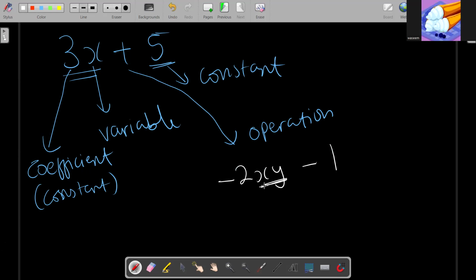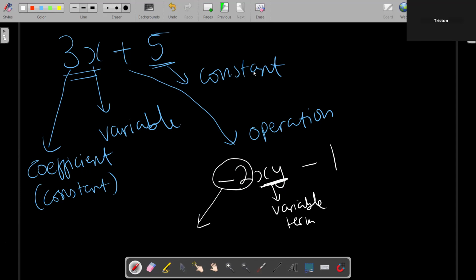Now, xy is the variable term. So you can put that here, variable term. Minus 2 is called what, Tristan? What is minus 2 called? Minus 2? Yeah, minus 2. Is it the operator? Not operator. Minus 2 is being multiplied by xy. So the multiplication is the operator, the operation.